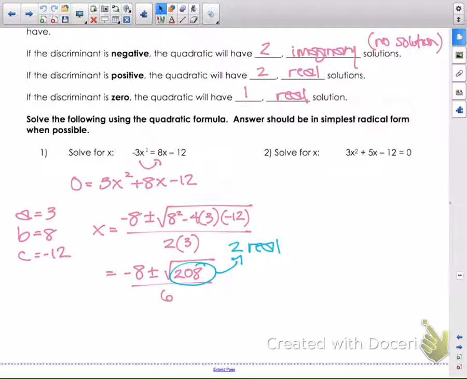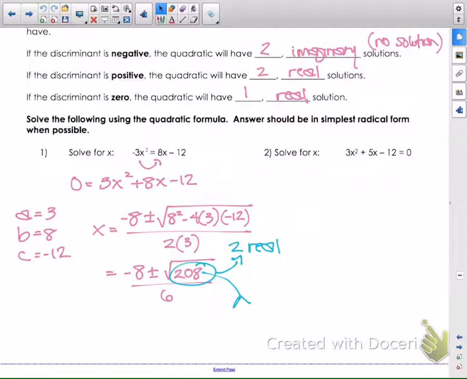Now, from here, we talked about this last class. What's the first question I ask about 208? It doesn't divide by 4. Yes, it does. Okay. Well, it does, but it's not the first question we ask. The first question we ask about 208 is what? Does it square root nicely by itself? No. Secondly, we ask what numbers do go into 208 that I can square root?